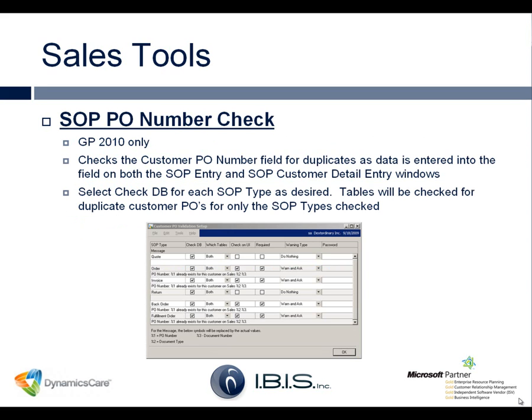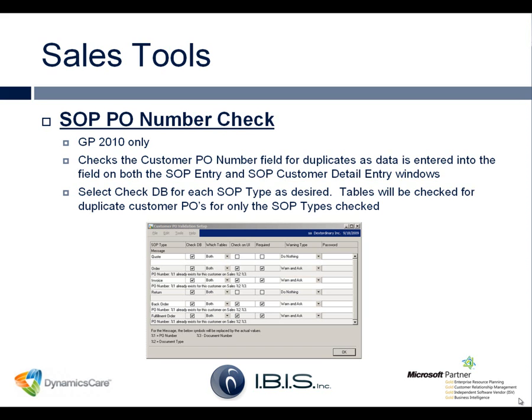The SOP PO number check. This I think consumes about 4 or 5 slides, so bear with me. I'll try to go through it fairly quickly and hope that this will make sense. This one's new for GP 2010, and what it does is check the customer PO number field for duplicates as data is entered into the field on both the SOP entry and SOP customer detail entry windows.